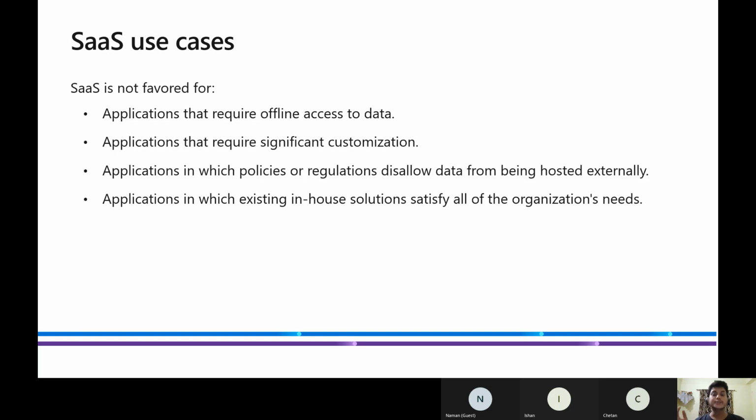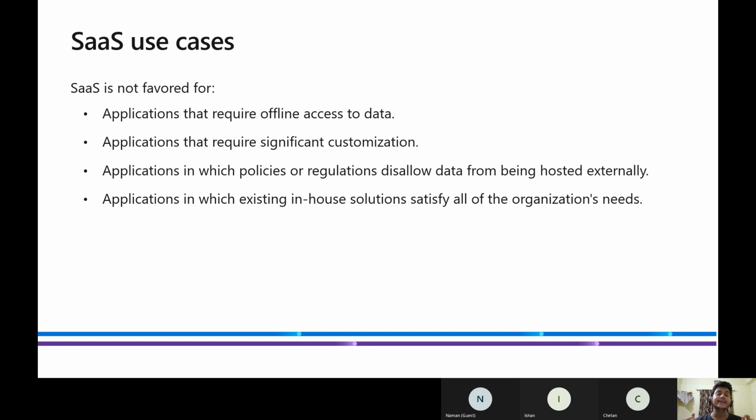Now, SaaS is not favored for applications that require offline access to data. As I told, SaaS is a kind of software which is provided as a web version. So if things need to be done offline, then the SaaS model will not work because it will not complete our needs, right?